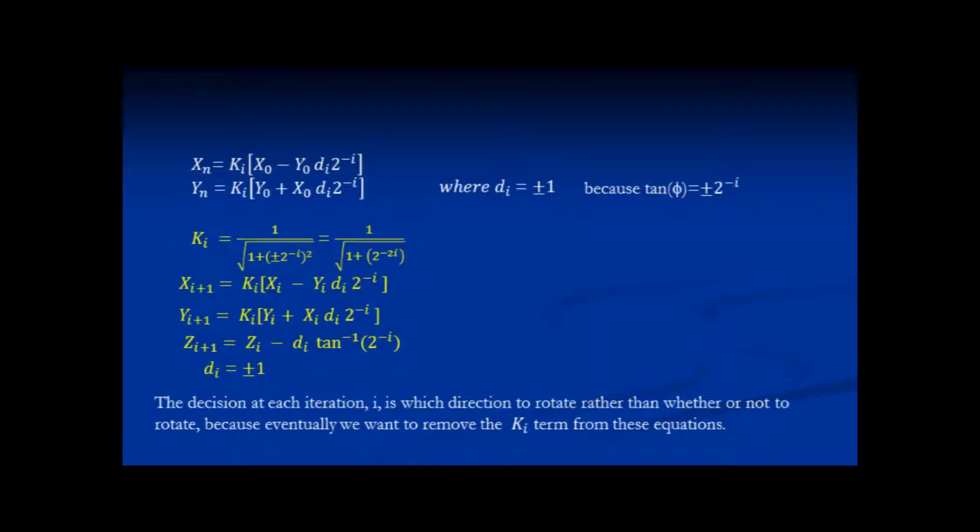Therefore, we now have x sub i plus 1 equals k sub i times the quantity x sub i minus y sub i times d sub i times 2 to the minus i, and y sub i plus 1 equals k sub i times the quantity y sub i plus x sub i times d sub i times 2 to the minus i, and z sub i plus 1 equals z sub i minus d sub i times arctangent of 2 to the minus i, where i goes from 0 to n minus 1. d sub i is equal to minus 1 if angle z sub i is less than 0 and d sub i is plus 1 otherwise.